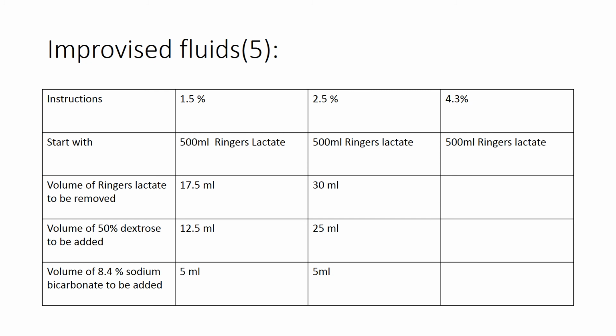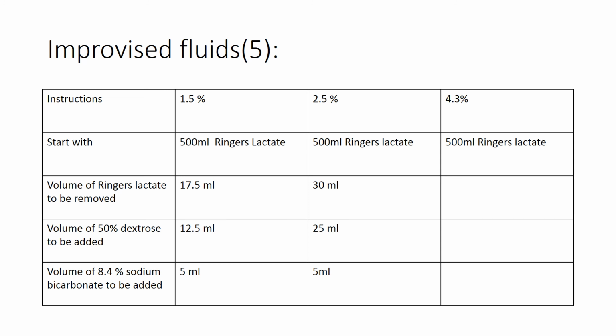If you're making 1.5% fluid, you remove 17.5 ml from that bag. And by the way, this has to be done in a sterile way. So put on sterile gloves, create a sterile field, put on a face mask, and make sure that you get an assistant to help you so that all these solutions are kept sterile. If your pharmacy has a hood that allows them to prepare sterile solutions for you, then the pharmacist can do it for you.